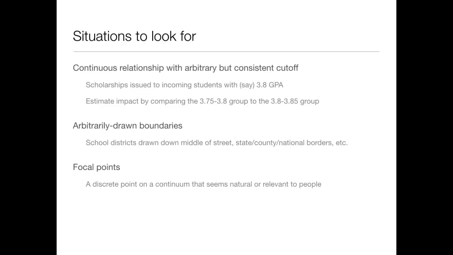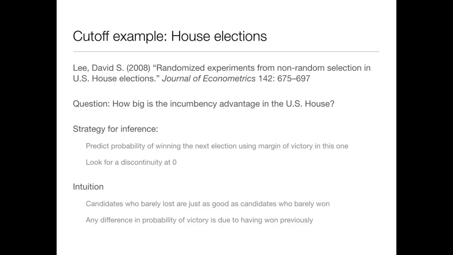Okay? So let's take a look at the effects of cutoffs. This is an interesting study in the Journal of Econometrics about the incumbency advantage in the U.S. House when it comes to subsequent elections. Now, the intuition here is that you can actually predict the probability of winning an election 2 years from now by using the margin of victory in the current election. And you look for a discontinuity at zero margin of victory in this election.